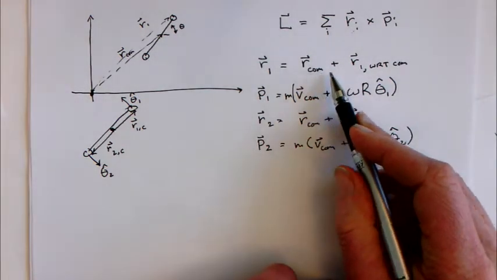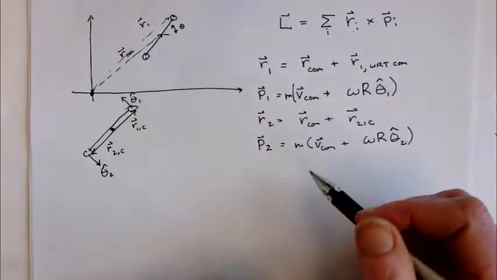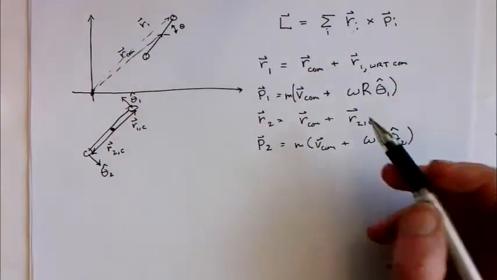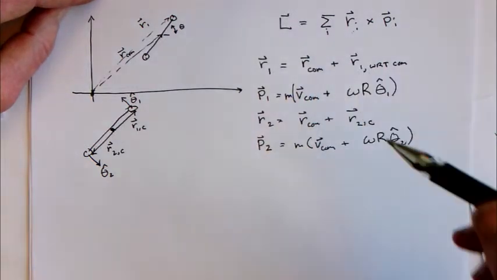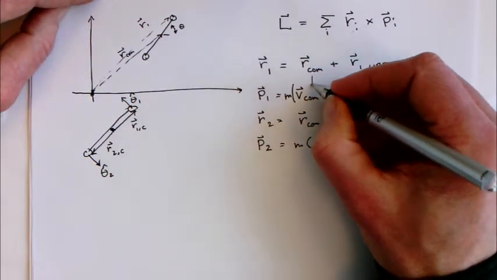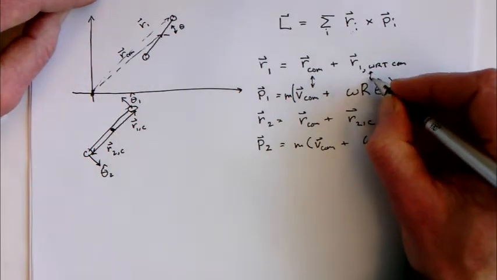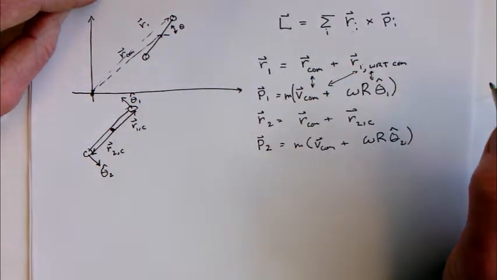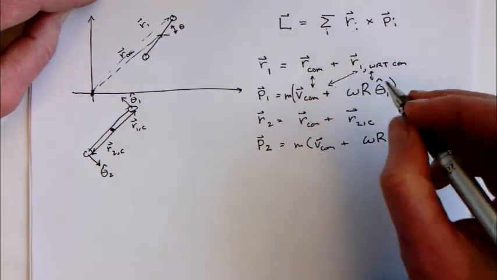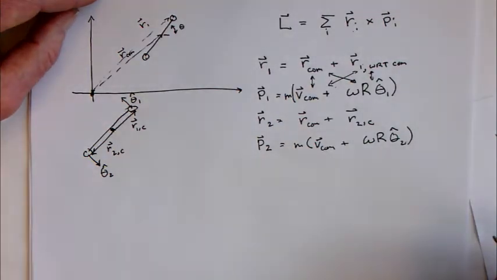All right, so now I know what my positions are. I know what my momenta are. I need to actually do the cross product. And let's think about that cross product. Let's just think about it for the first term. I'm going to have the first term of R crossed with the first term of P. I'll have the second term of R crossed with the second term of P. I'll have the first term of R crossed with the second term of P, and the second term of R crossed with the first term of P.